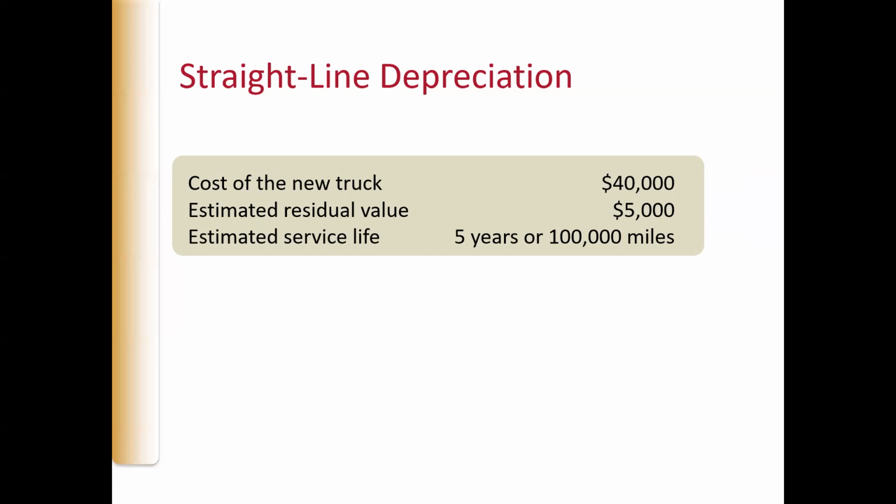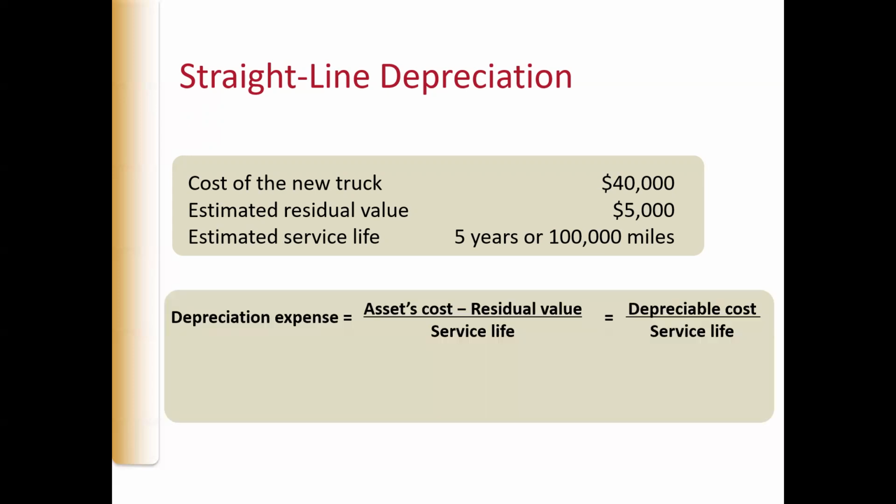When we use straight line depreciation, know that we depreciate it only to its estimated residual value. Once the asset has been used up, what's it worth at the end? In this example, a truck that we purchased for $40,000, at the very end of its life, we're estimating has a value of $5,000. So when we use straight line, we'll depreciate the difference, the $35,000, over its useful life.